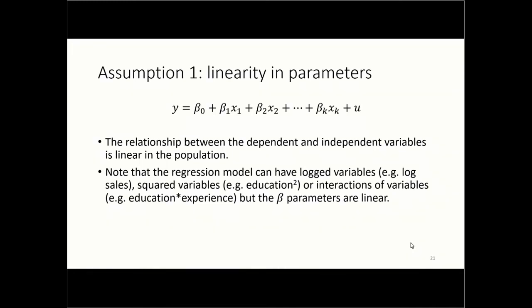And so notice that the relationship between the dependent and independent variables is linear in the population. What that means is that these beta 1, beta 2, and beta k parameters enter linearly between the independent variables and the dependent variable. Now, that does not preclude x2, for example, to be log of sales, or x2 to be the square of the x1 variable. So this one here to be x1 squared, or interactions of variables such as this variable here could be x1 times x2, but the beta parameters are linear.